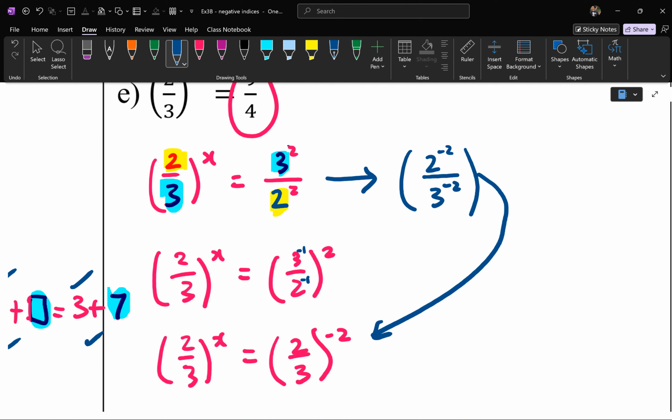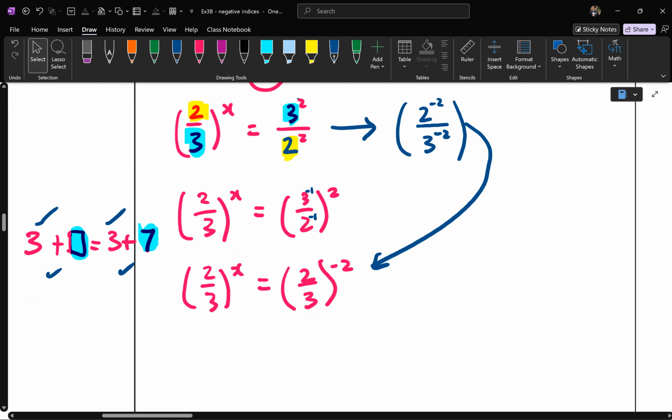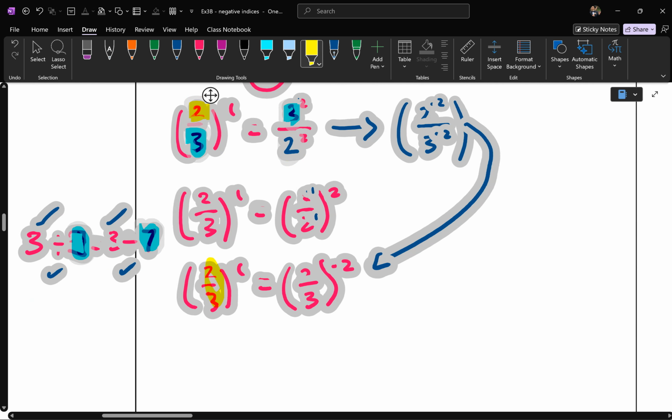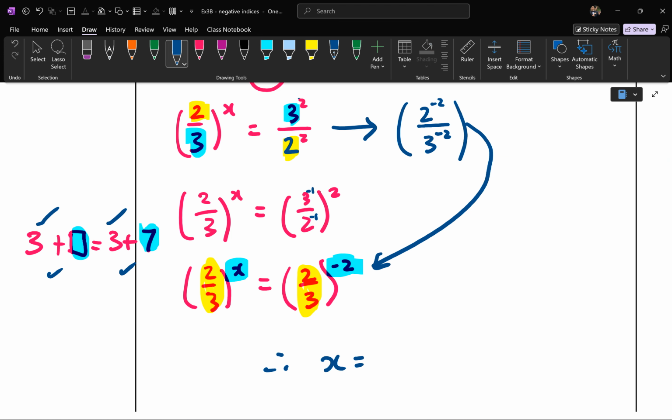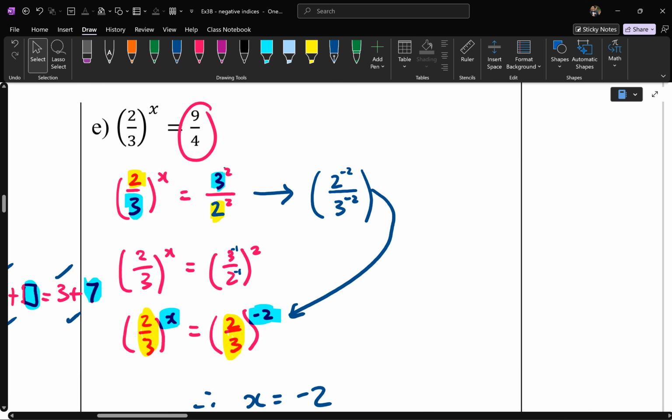Does that make sense? If it helps you, think of it this way. Follow the arrow. That helps you to see it. Okay? And therefore, they both now have 2 on 3s. Both 2 on 3, which is great. That means the powers must be the same. x equals -2.